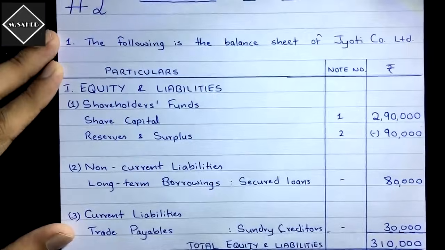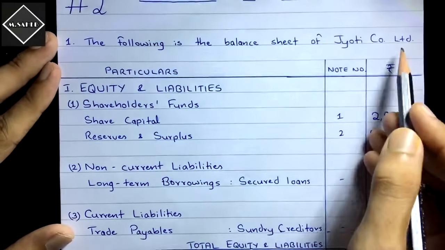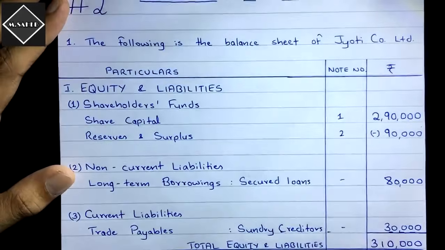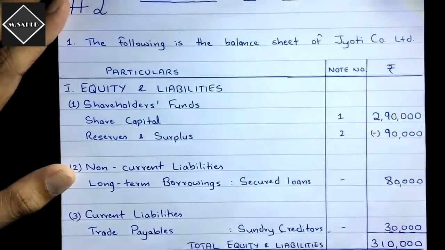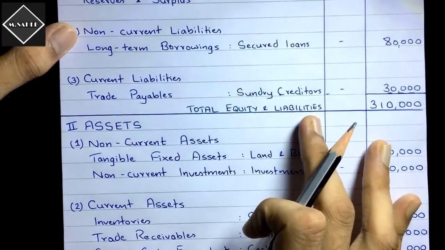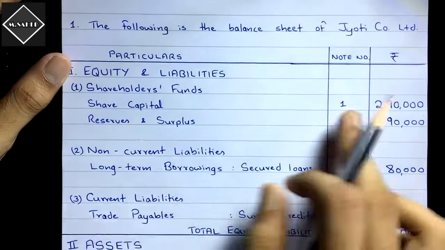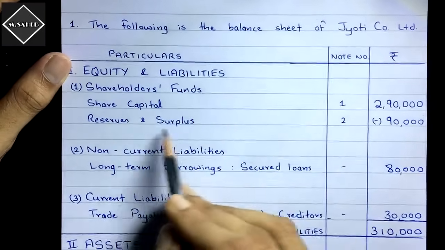See here they have said the following is the balance sheet of Jyoti Company Limited, right? And here they have given us a vertical balance sheet in the question. Here we have equity and liabilities, and here we have assets. In the beginning they have given us shareholders' funds. Note number 1, share capital. Note number 2, reserves and surplus.